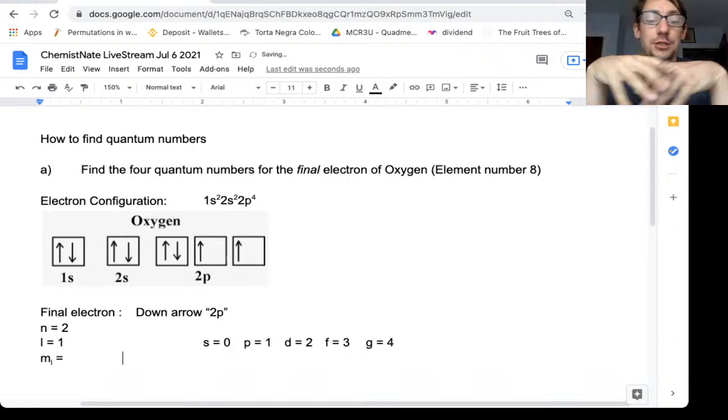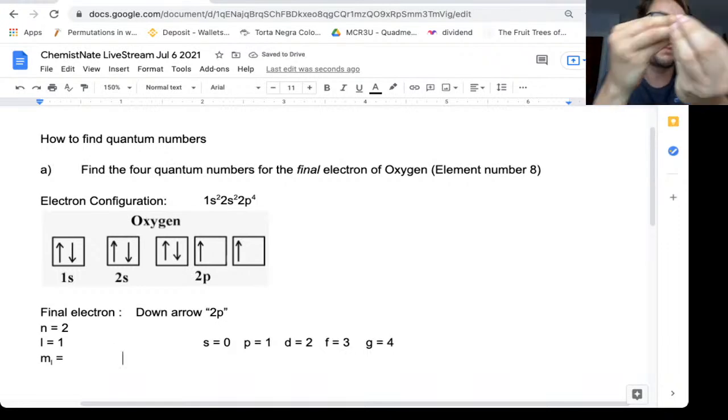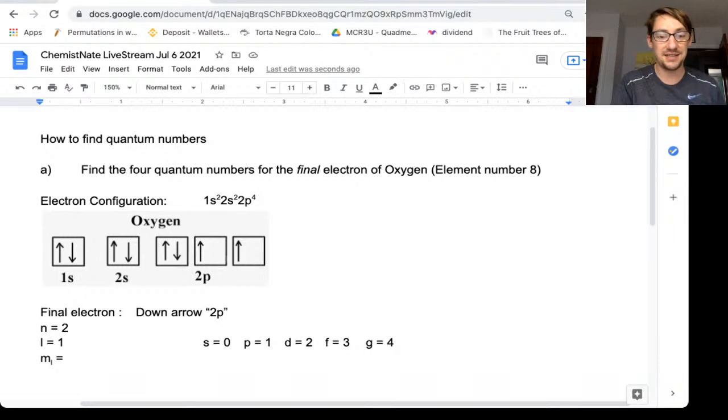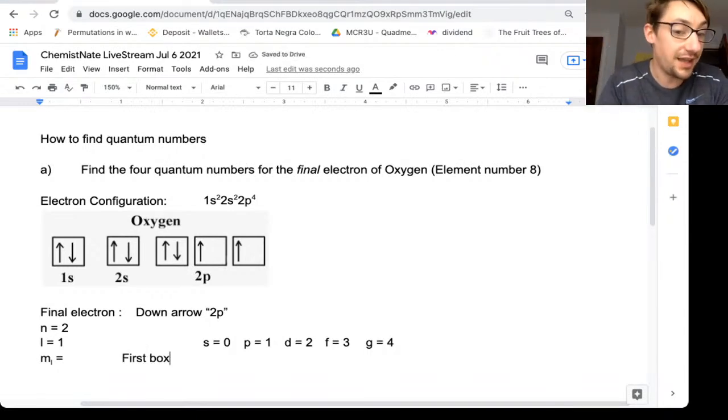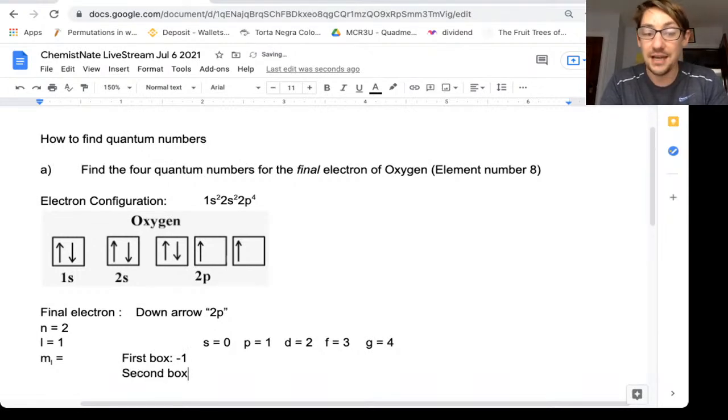The ml values, which here go from -1 up to +1, correspond to each of the boxes in the electron configuration diagram. The first box from the left, at least I go left to right here, we give an ml of -1. The second box is what gets an ml of 0. The third box is what gets an ml of +1.